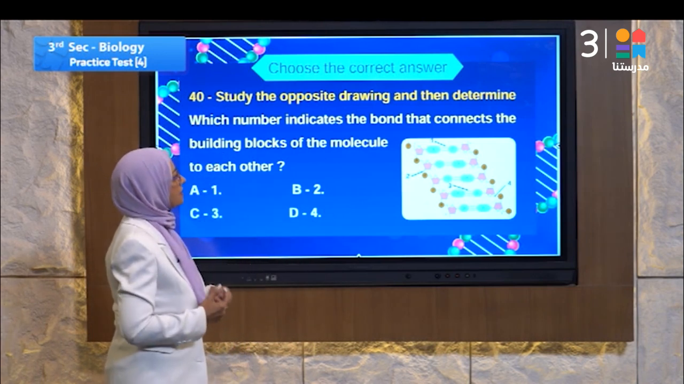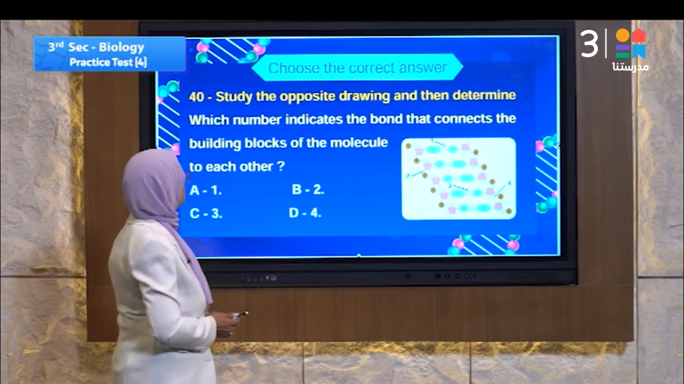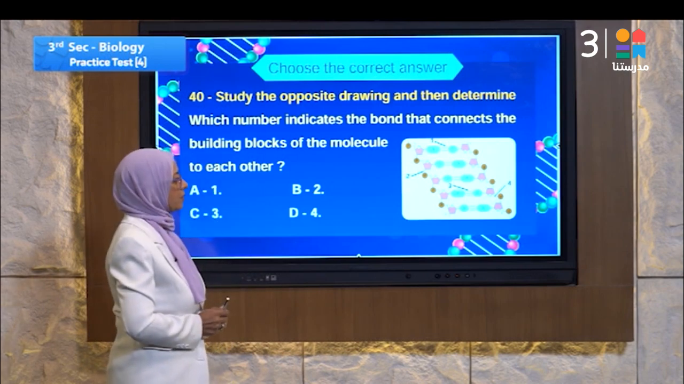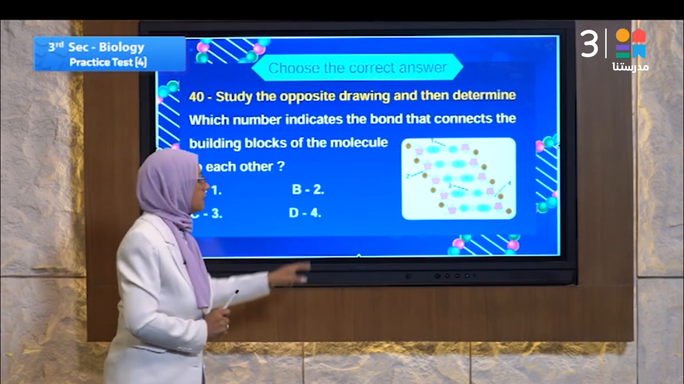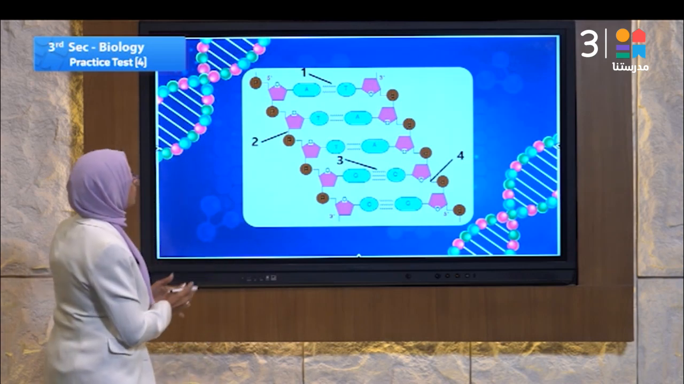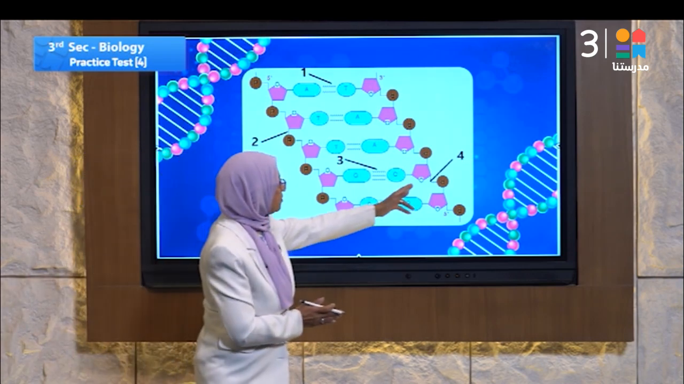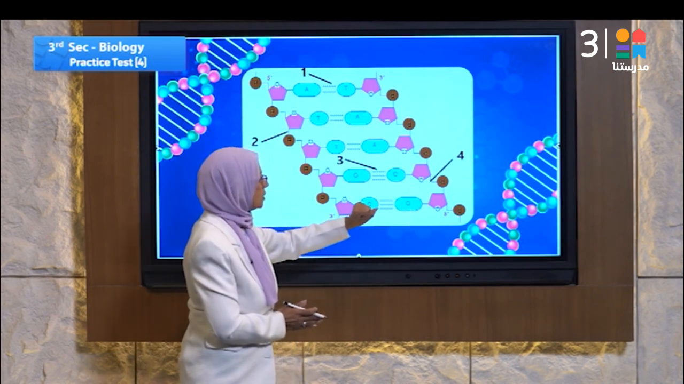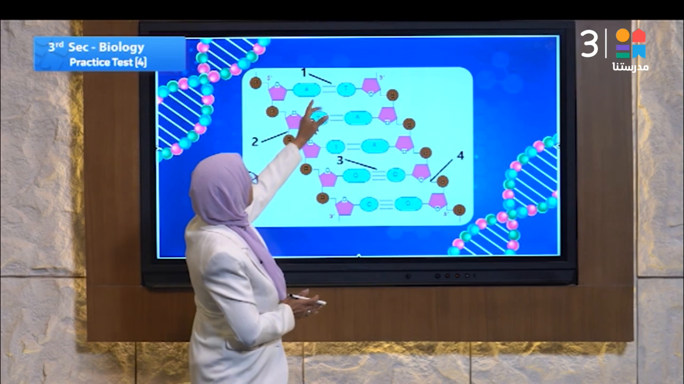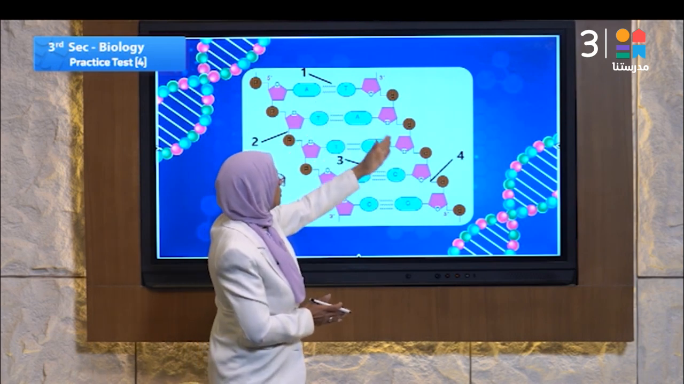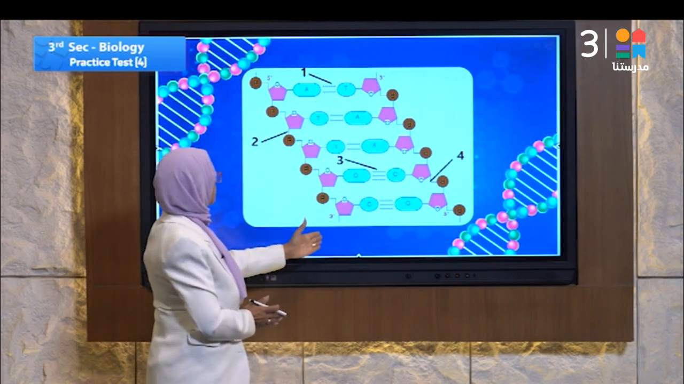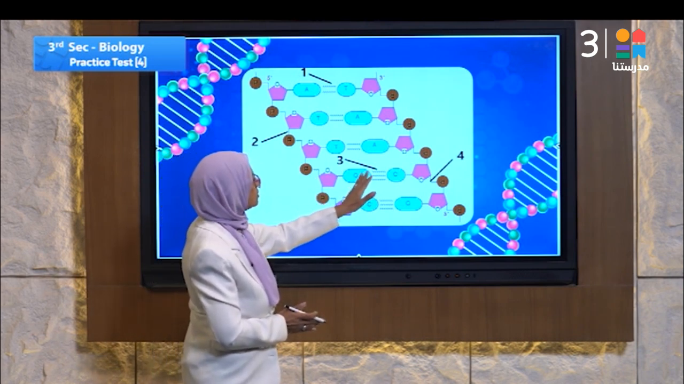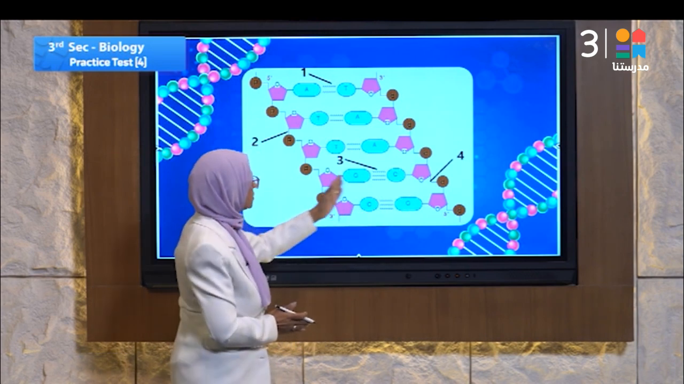What did the question ask for? The question asked for a bond. Bond connect the building blocks. Bond, not a structure. Let's go again. Where are the bonds? Here is a structure. Number 4 is a structure. It's pointed to a carbon atom. 1 is a bond, but not bond the building blocks. 3 is a bond, but not bond between the building blocks.